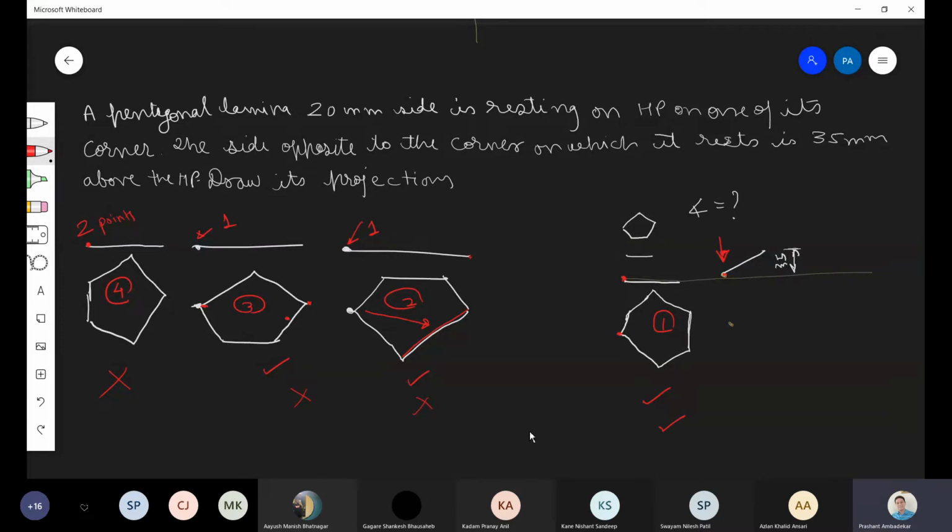Is this much clear? Yes, sir. So this will come only when it is a pentagon. Okay, when it is a pentagon. Now see.